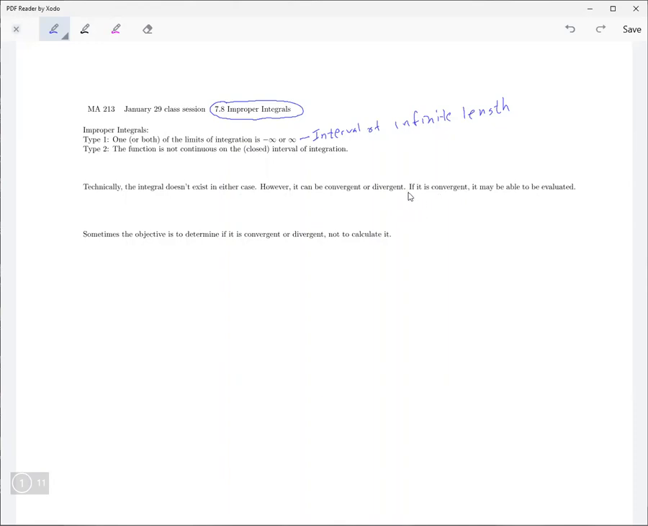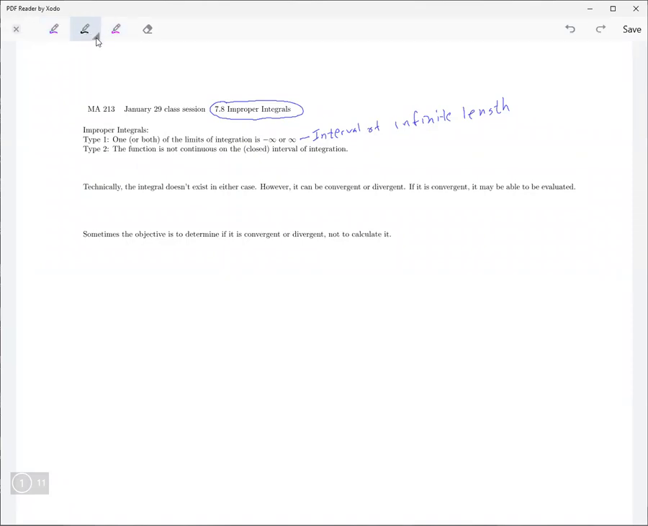So that's what most of the section is going to be on: determining whether it's convergent or divergent and then evaluating it. There are some problems where the objective is just to determine whether it converges or diverges and not to calculate it.